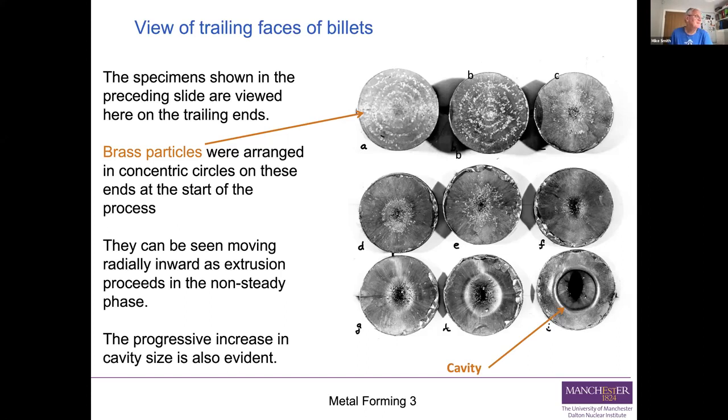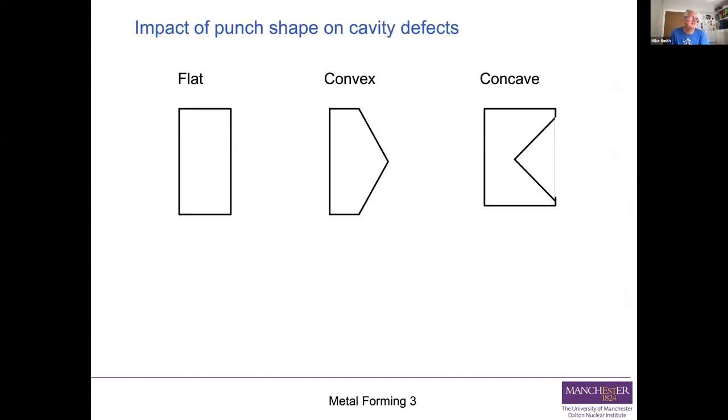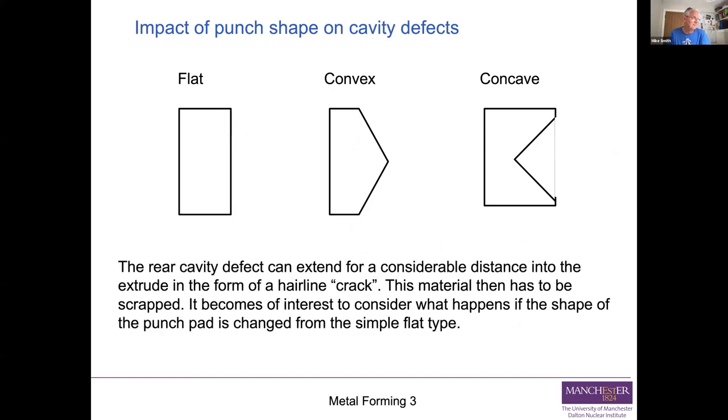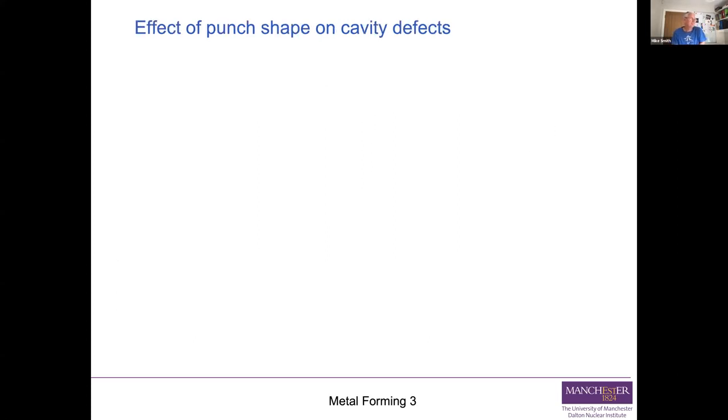There's the cavity. So can we actually make things better by changing the shape of our punch? Because everything we've done so far assumes a flat punch. Maybe we could make it convex or even concave. Would either of those help? Because that cavity defect can extend for a considerable distance into the extrude, and the risk is it actually turns into a little hairline crack, which is difficult to find.